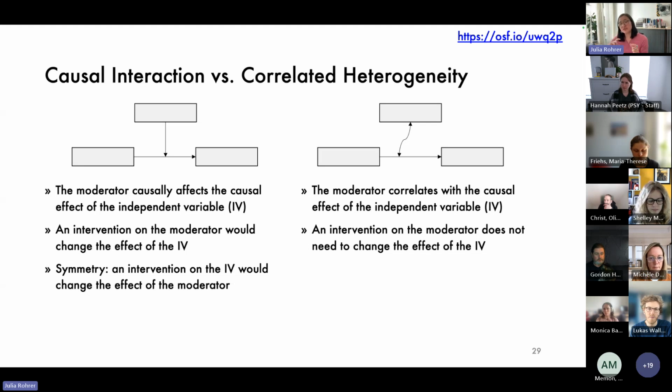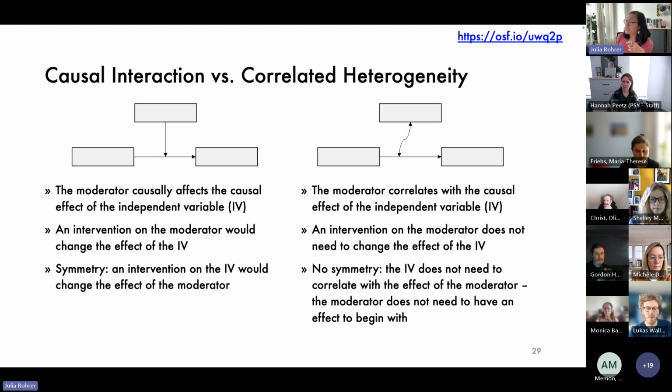If you're working with fully factorial designs, you might know this: the interaction is always both ways. Sometimes it's easier to think of it in one way than the other, but it is usually symmetric, or it has to be symmetric. And this does not apply to the correlated heterogeneity scenario. In that scenario, the independent variable does not need to correlate with the effect of the moderator. In fact, the moderator wouldn't need to have any effect to begin with. It could just be something that happens to be correlated with the effects of something else, but does not directly affect the outcome itself in any manner.